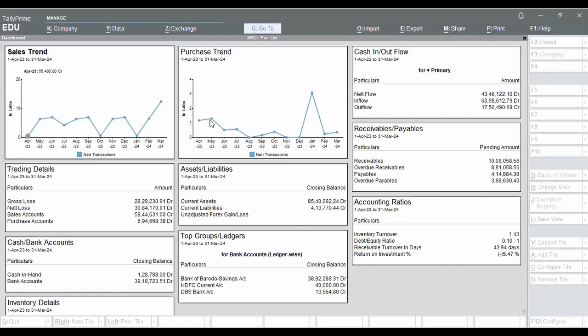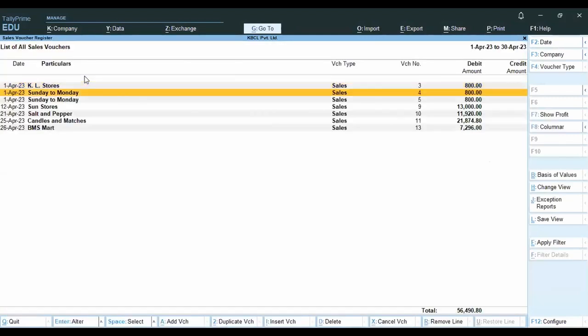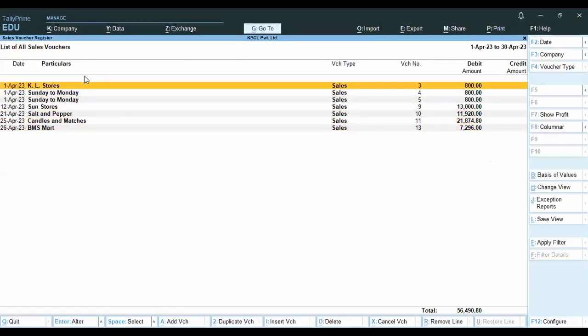Now under dashboard, you can see that it is a default management report generated by Tally, and there are 11 tiles at a time. So see, dashboard is more like a business intelligence. Tally itself is fetching the report from backend and generating the charts and graphs. So simply, you can see that it has derived the sales trend, purchase trend, and you can drill down also. See, I'm entering sales trend. So it is showing me all sales transactions.